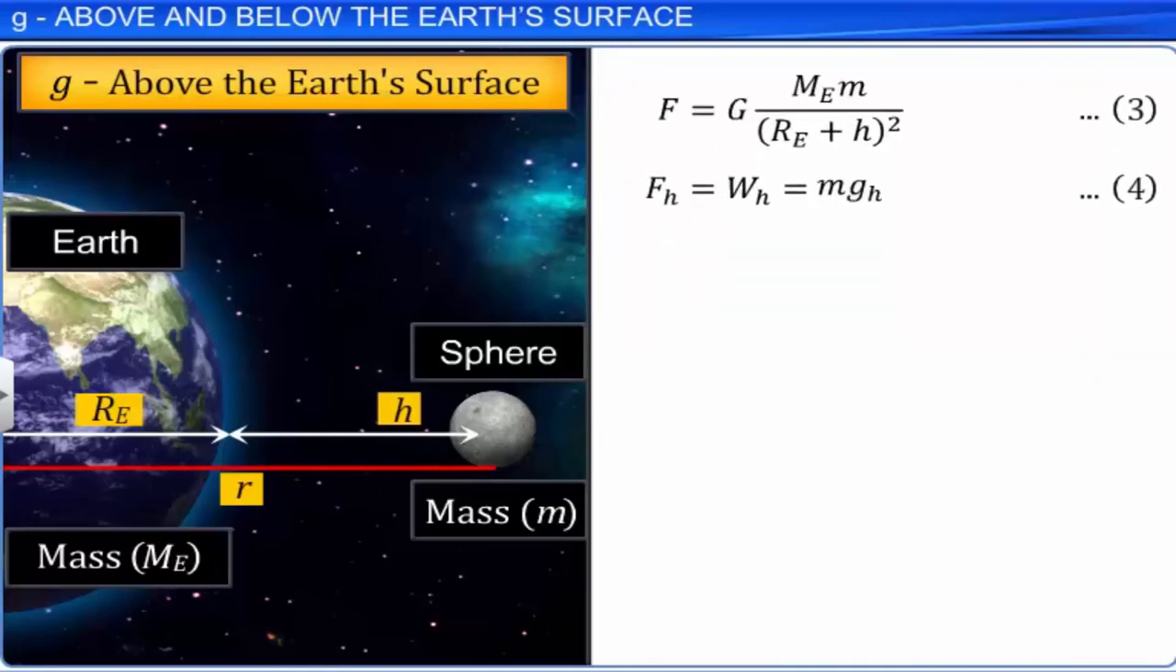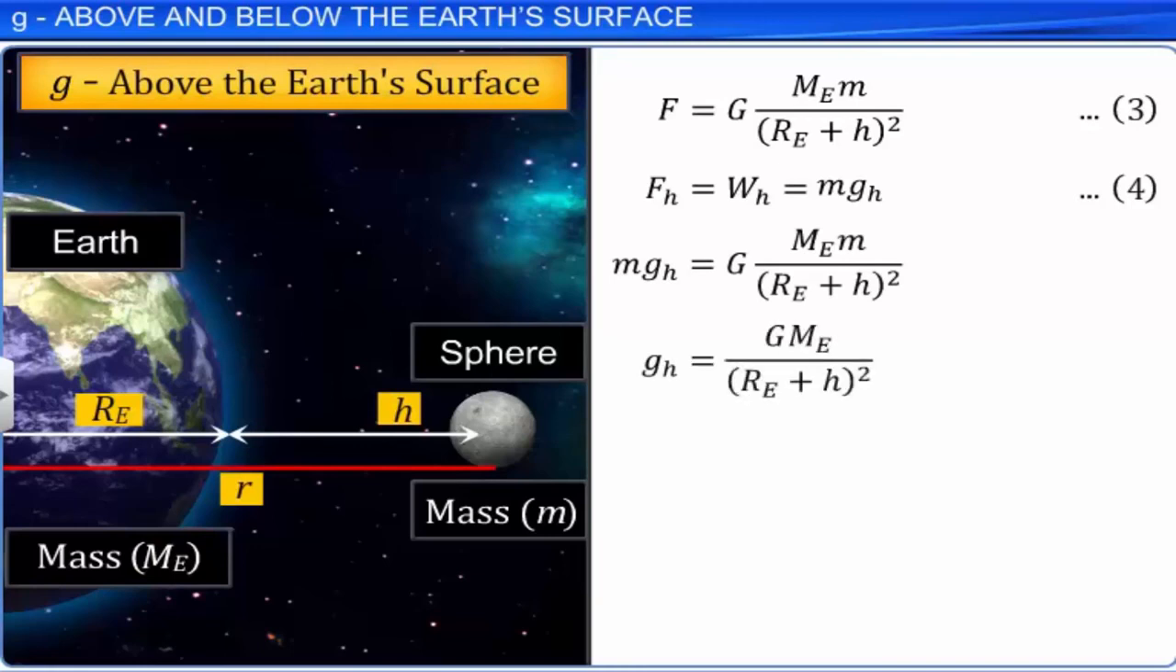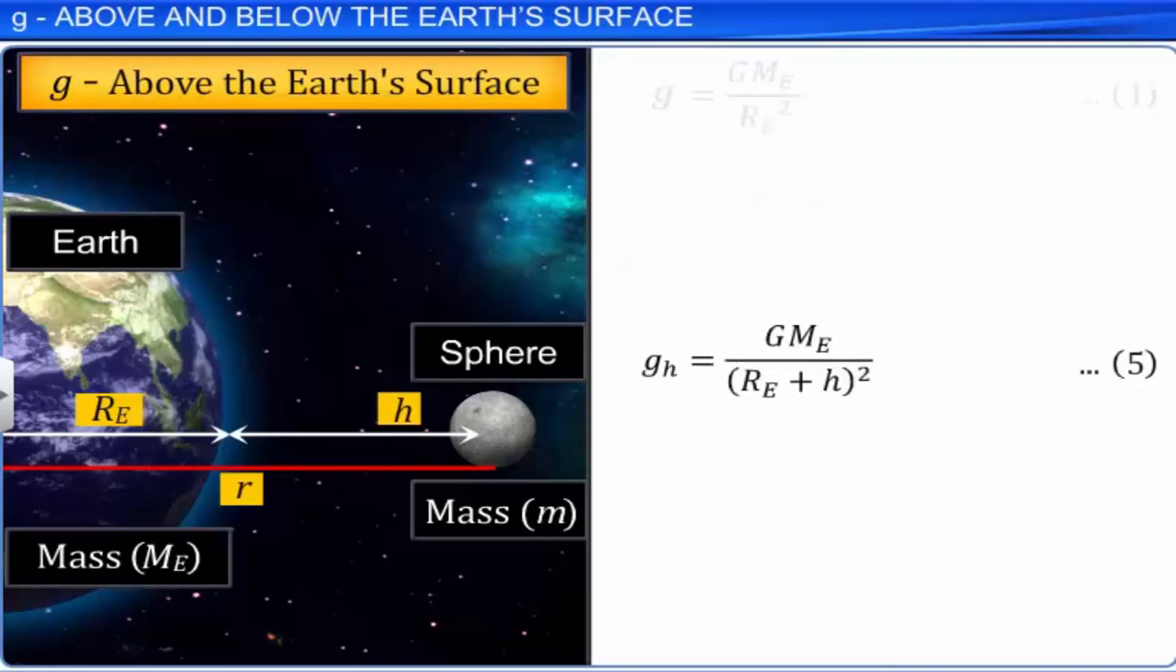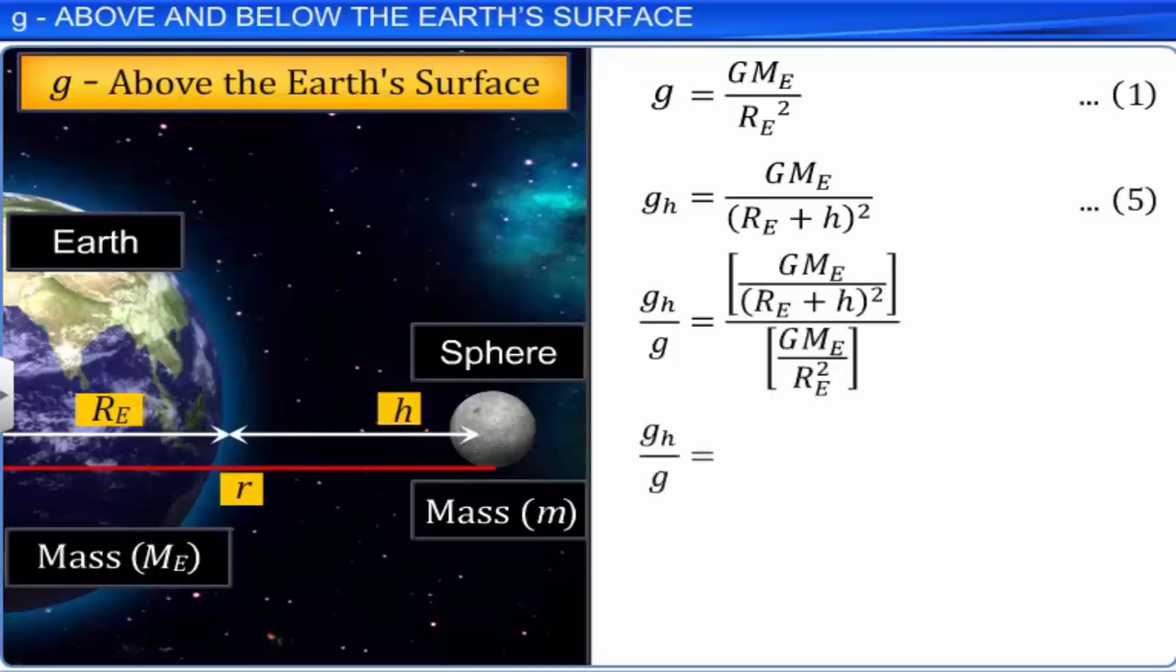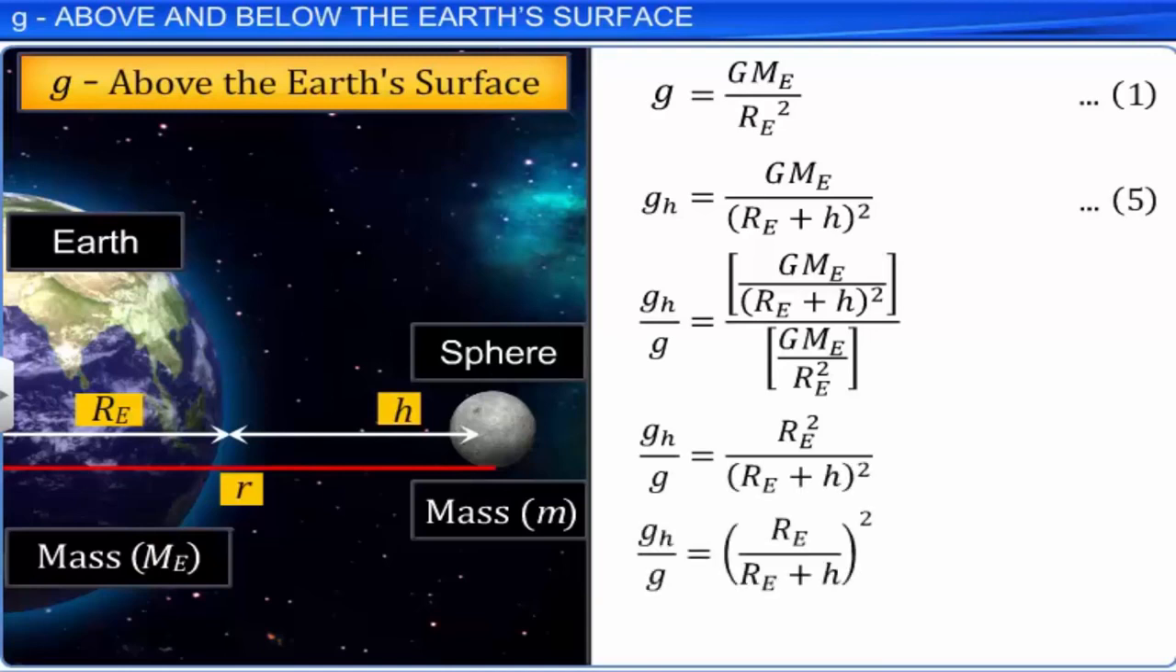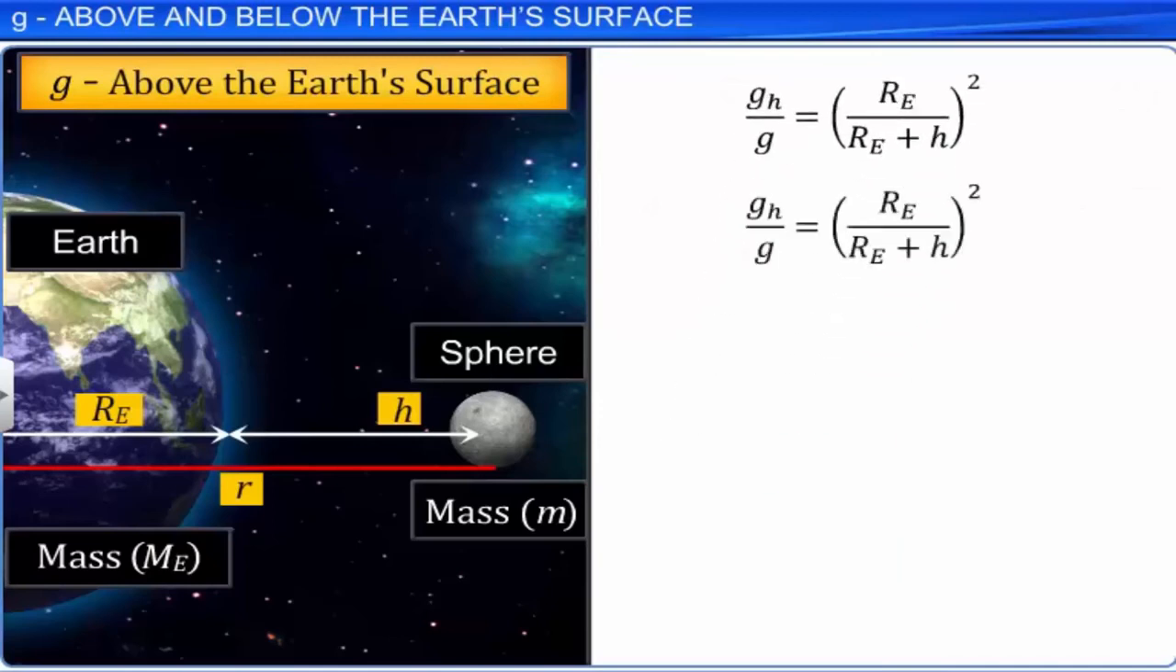Comparing equations 1 and 5, we get the ratio of acceleration due to gravity at a given height to that on the surface of the Earth. Simplifying the expression, we get acceleration due to gravity at a given height as in equation 6. Gh is equal to g into (1 plus h by Re) power minus 2.